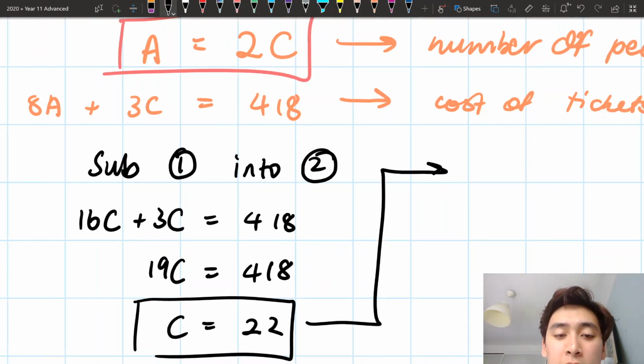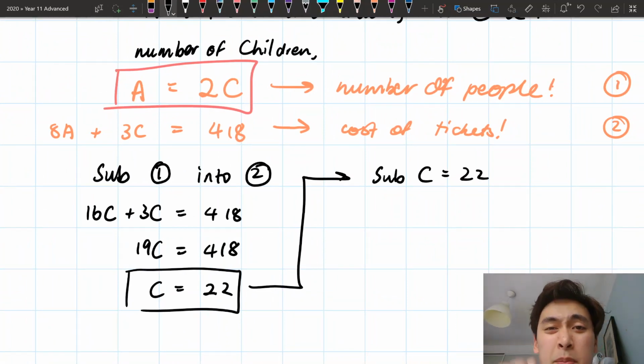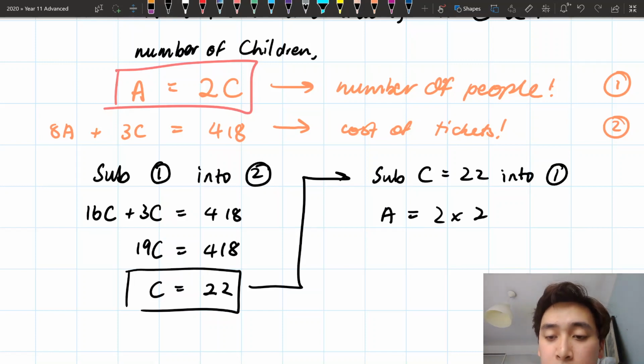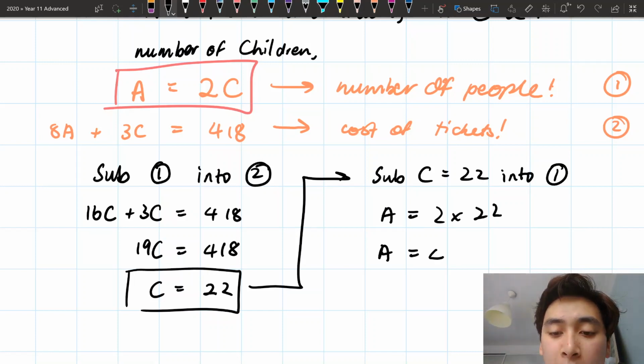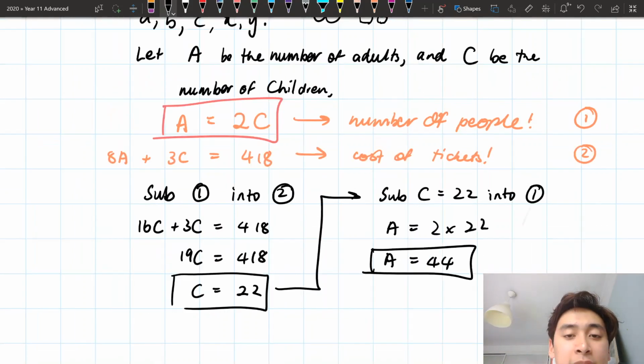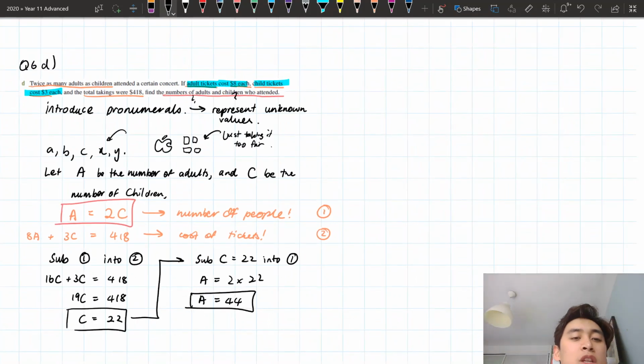What do I need to do from there? Well, I then sub C is equal to 22 into one of my equations. I'm going to sub back into 1. That's the easy one to do. So I'm going to get A is equal to 2 times 22, which gives me that the number of adults there were is 44. So when you're done with a question like this, writing A is equal to 44, C is equal to 22, that might work.